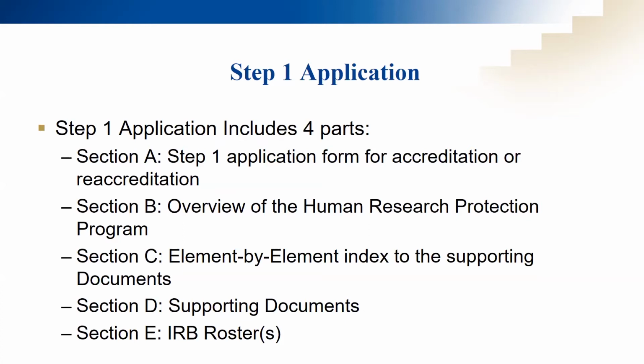application. For Section C, this is the element by element index to the supporting documents in Section D that allows AAHRPP staff and site visitors to locate the information that supports your organization meeting each AAHRPP element. Section D is your supporting documents, and this is what AAHRPP staff and site visitors use to evaluate your organization. And lastly, Section E includes your IRB rosters. And if your organization has more than one IRB, it's an Excel spreadsheet of each IRB committee roster.